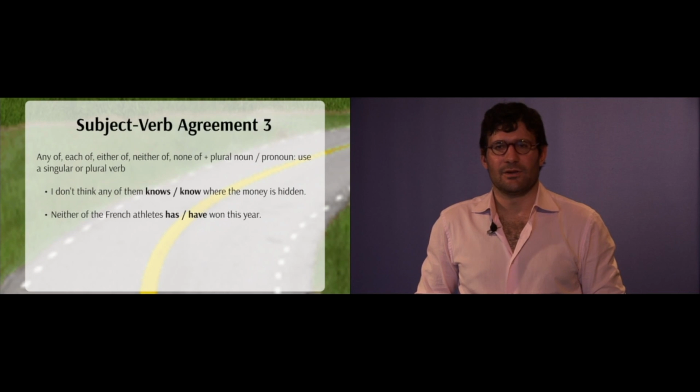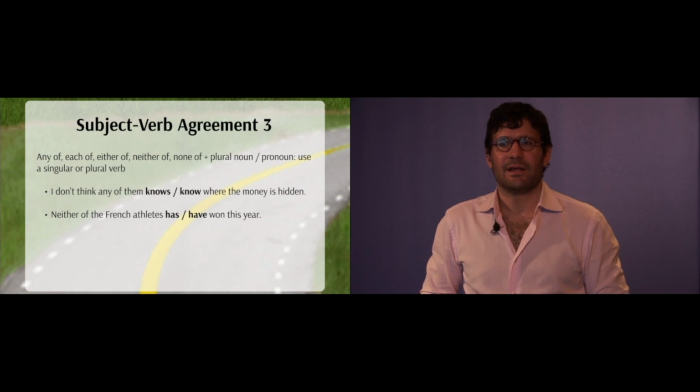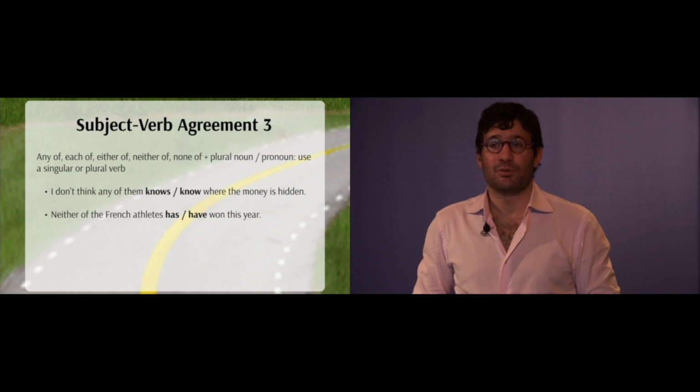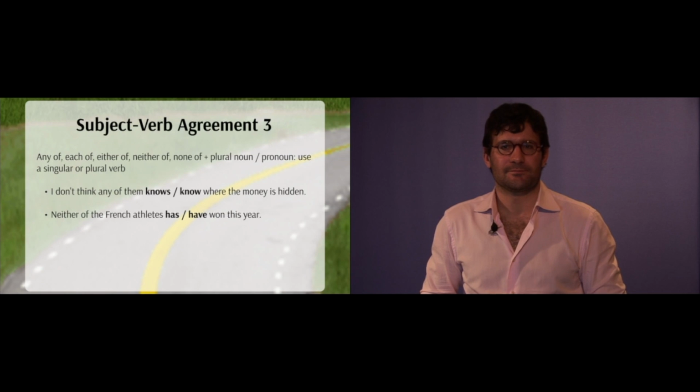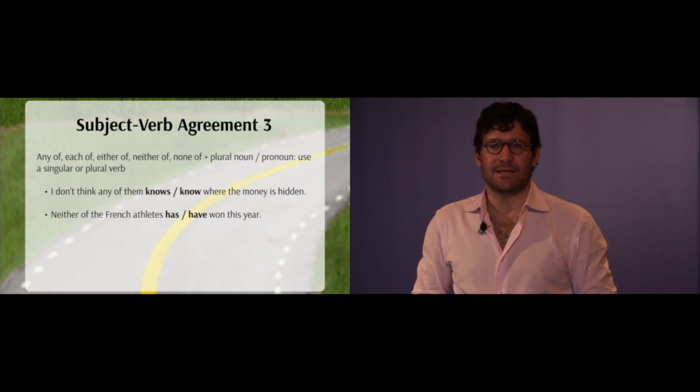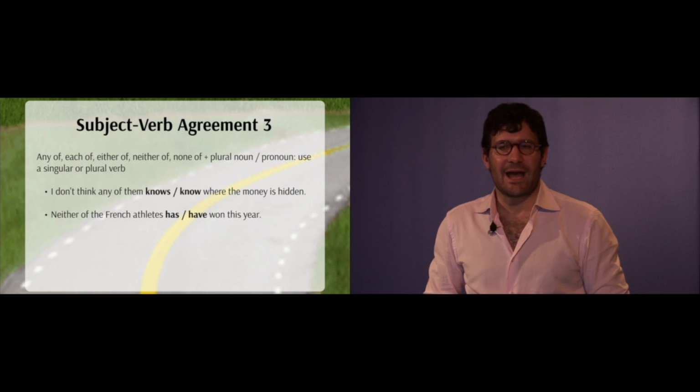The next thing we're going to take a look at is any of, each of, either of, neither of, or none of. Right? With these things, if it's a plural noun or a pronoun, you can use a singular or plural verb. I don't think any of them knows or know where the money is hidden. Neither of the French athletes has or have won this year.